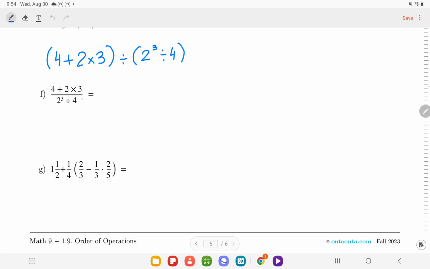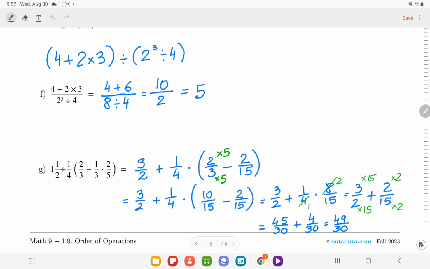I find doing it as a fraction much easier, so we work on the numerator first. 4 plus, we multiply before adding. Now we do the exponent. 2 times 2 times 2 is 8. Next, we do numerator, we add 10 over 8 divided by 4 is 2. Finally, remember that fractions are simply division. 10 divided by 2 is 5. This is a long solution with 49 over 30.